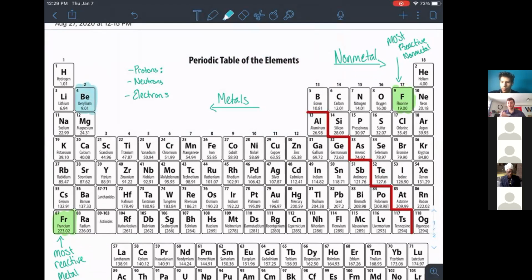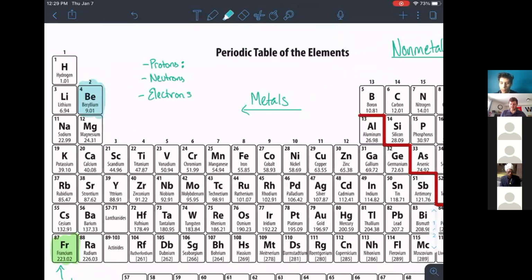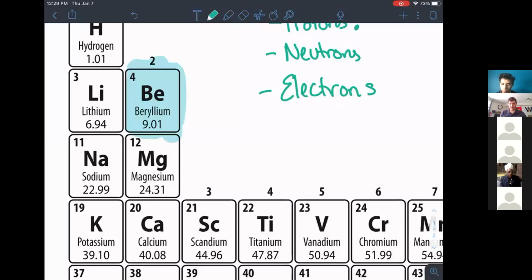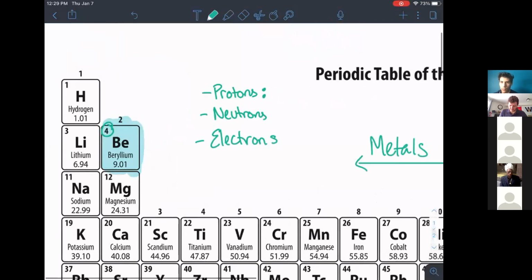4. Oh, 4. 4, perfect. And so where'd you guys get 4 from? Top left. Top left, this number right here, that's our atomic number. And so our atomic number tells us the number of protons.